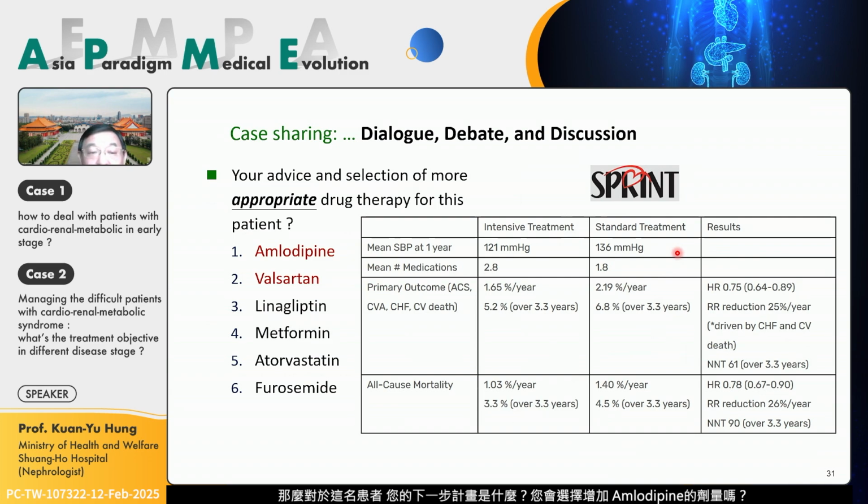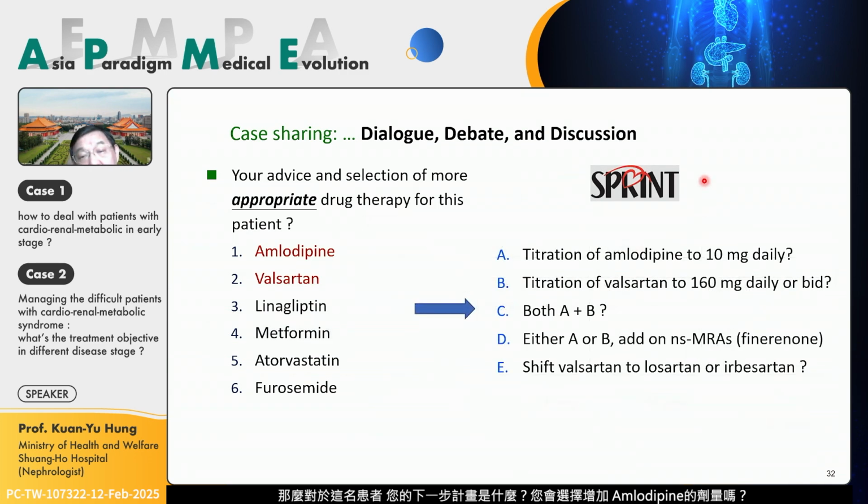So for this patient, what's your next step? You will try to titrate up the dosage of amlodipine or valsartan, or you may just shift the valsartan to other more evidence-based ARBs, like losartan or irbesartan, because these two agents, based on the RENAAL trial and IDNT trial, could have more promising renal protection. Will you believe there is a class effect of the ARB, or will you shift, or keep on the valsartan?